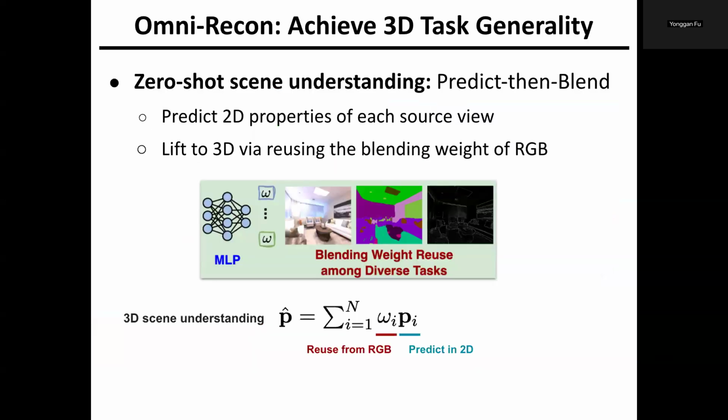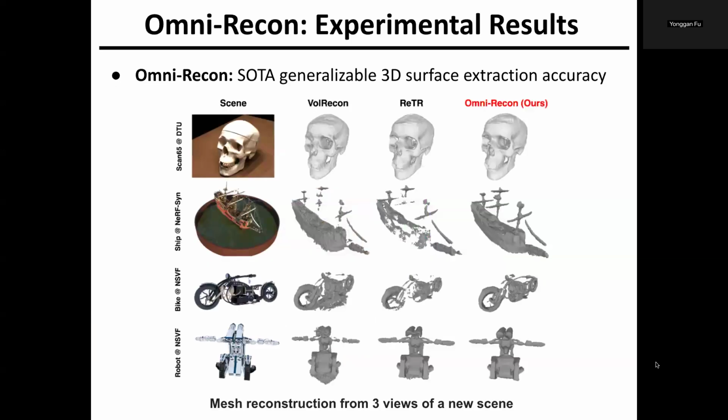In addition, to achieve 3D task generality, as introduced before, we can predict the 2D properties of each source view using 2D vision models, and then lift 2D predictions to 3D. Here, the 3D property of each 3D point is obtained by blending the 2D properties of its projections on each source view, where the blending weights are reused from the appearance branch. Finally, here are some evaluation results of our Omni-Recon framework.